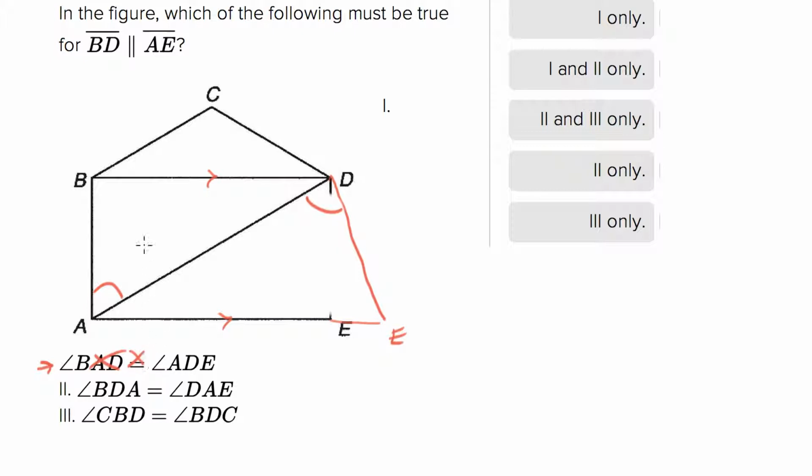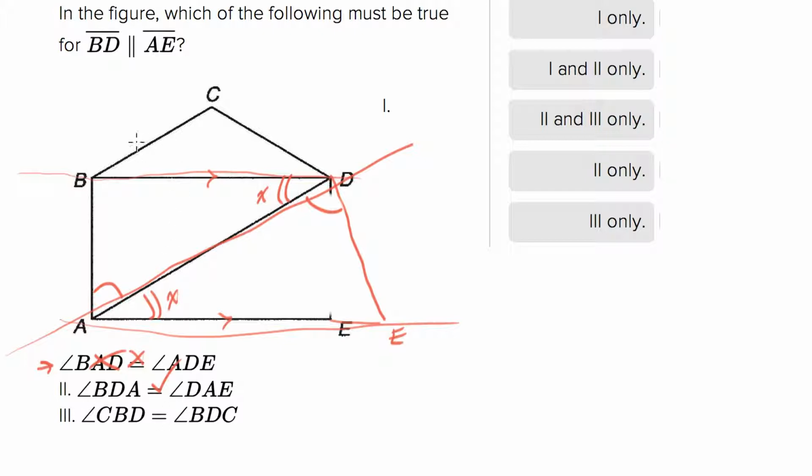How about BDA and DAE? Now these two are guaranteed to be true. So we have two parallel lines cut by a transversal. And these are corresponding angles. So if this one measures x, this one will also measure x. So the second one is true.